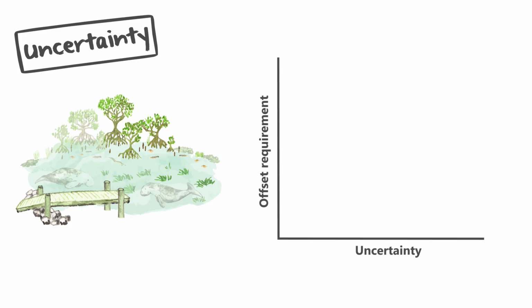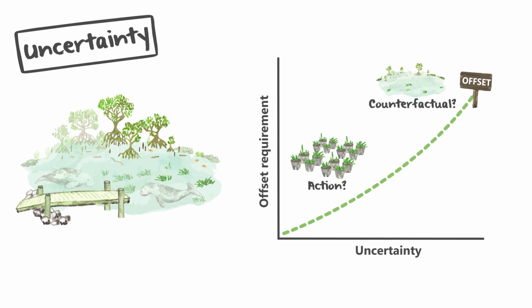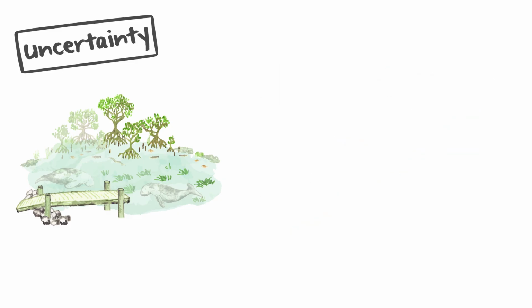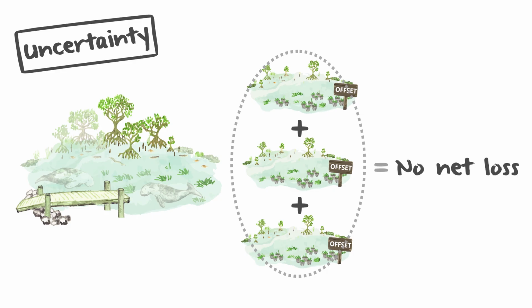One way to account for uncertainty is to increase the offset requirement proportionally. Offsets using risky or untested methods would need to be much larger than those using well-established ones. Similarly, if we have a lot of uncertainty about our counterfactual scenario, then the offset requirement should be increased to account for that. In this way, we try to make sure that on average, across offsets, no net loss is achieved.